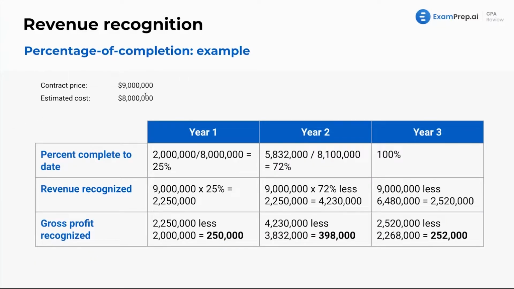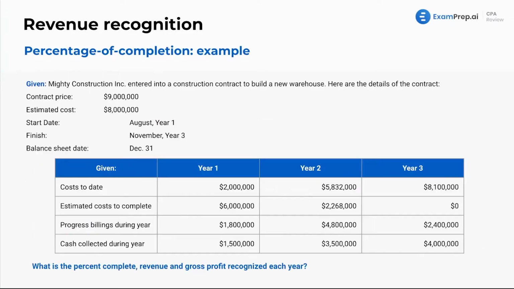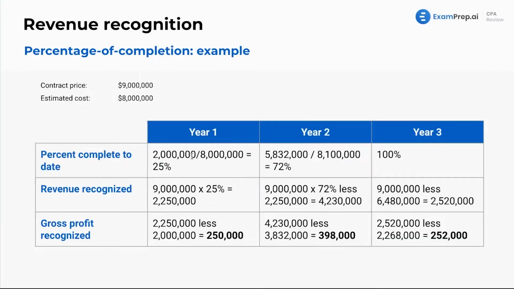Here is our solution. I put the contract price and estimated cost up here for reference. And then in year 1, just like we did before, how much do we recognize? Well, 2 million of costs were completed in year 1. Cost to date, 2 million of 8 million. Okay, that's 25%. Nice clean numbers, right? Fortunately, we don't stay clean numbers all throughout.